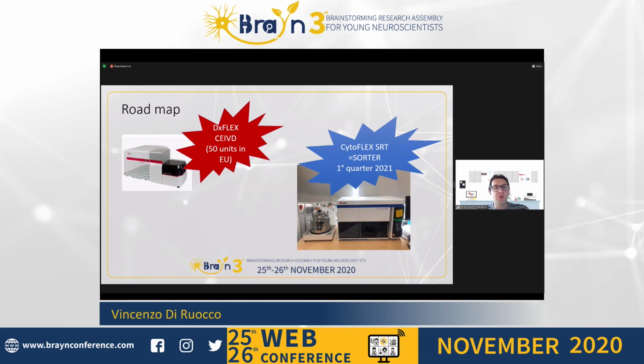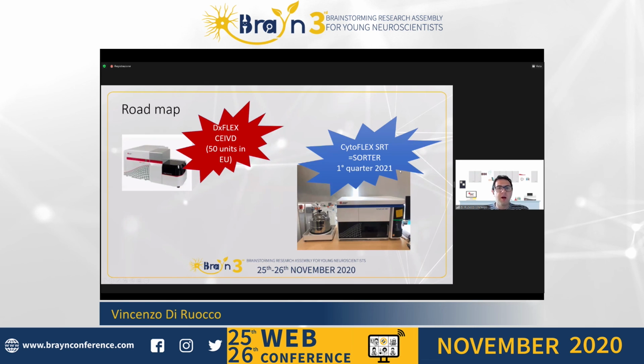So what about the future? Actually, this is not the future, this is already present, because this year we launched the twin brother of the Cytoflex. This is the DxFLEX, the same technology, but with the CE IVD mark. We are selling this into hospitals for clinical analysis, and we already have 50 units in Europe.